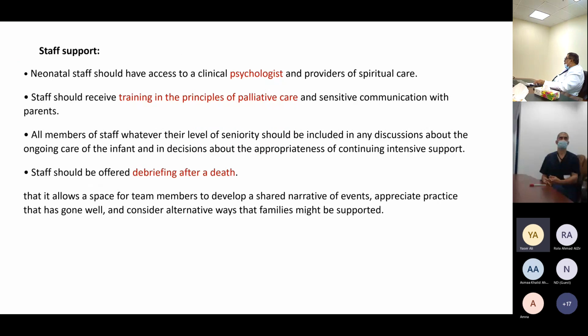Staff support. Neonatal staff should have access to clinical psychologists and providers of spiritual care. Staff should receive training in the principles of palliative care and communication with parents. Staff should be offered debriefing after death. That is, allow space for team members to develop a shared narrative of events, appreciate practice that has gone well, and consider alternative ways that the family might be supported.